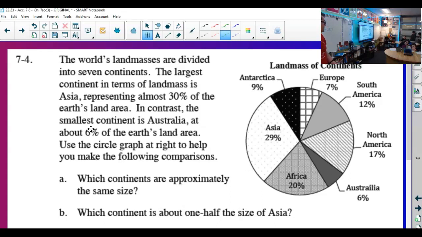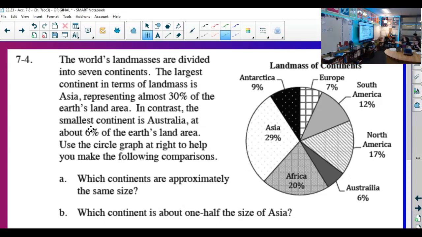Nathaniel, which continents are approximately the same size? Europe and Australia, about 7% and 6%. Now that's weird, because Australia has way fewer people living there. Yeah, again, because Europe might not be trying to kill us. Not as much. It's cold.